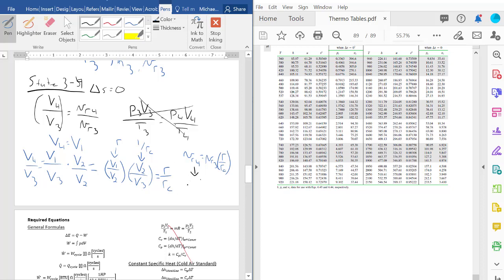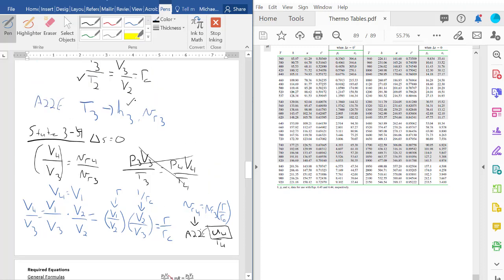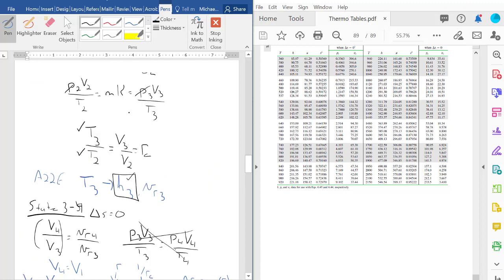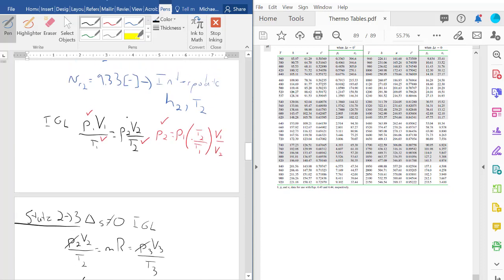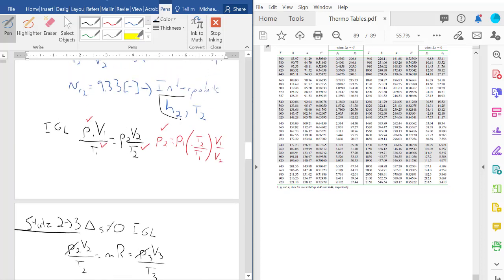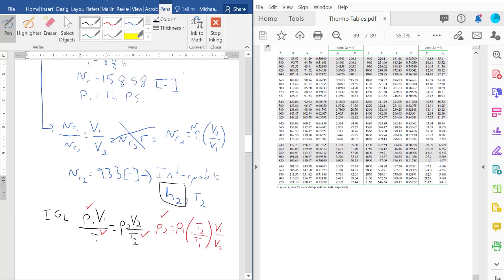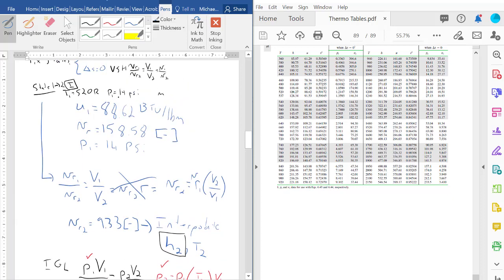So this will give us, so A22E. Here, this is state 4, so we want U4. I can find T4 if I want, but I don't think I need it for my equations. So now once I've done this, right, so now I have U4. Over here I've got H3. From state 2, I got H2. And then here in state 1, I got U1.